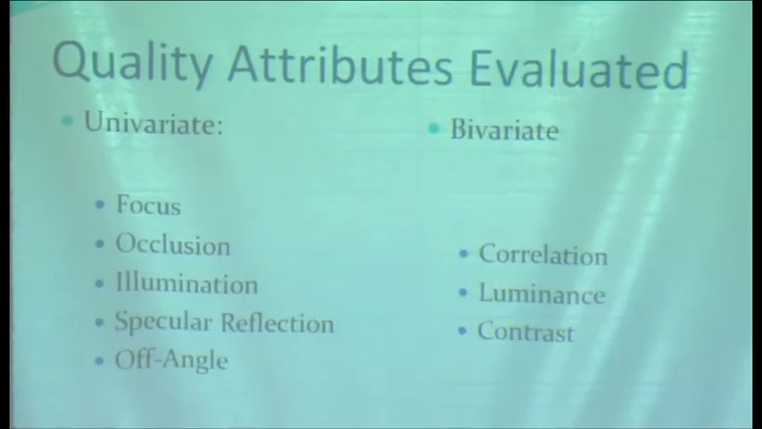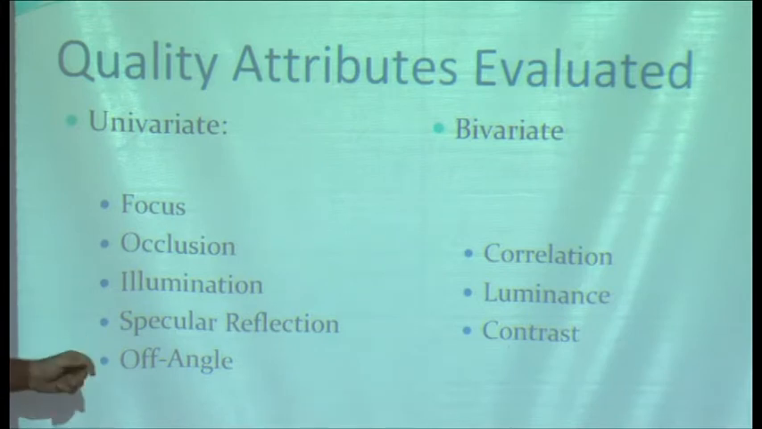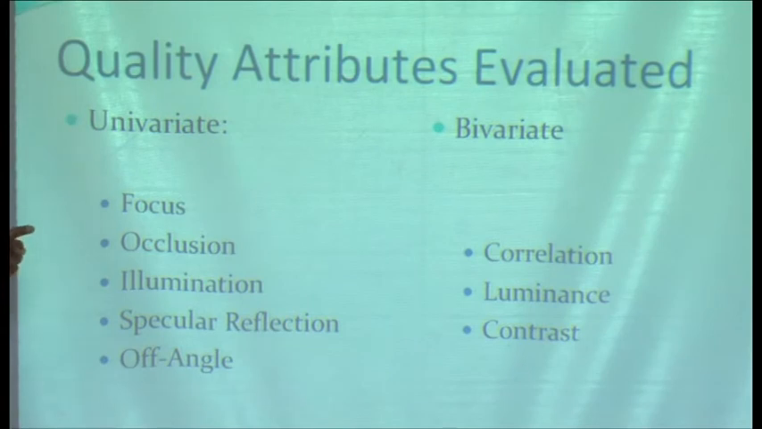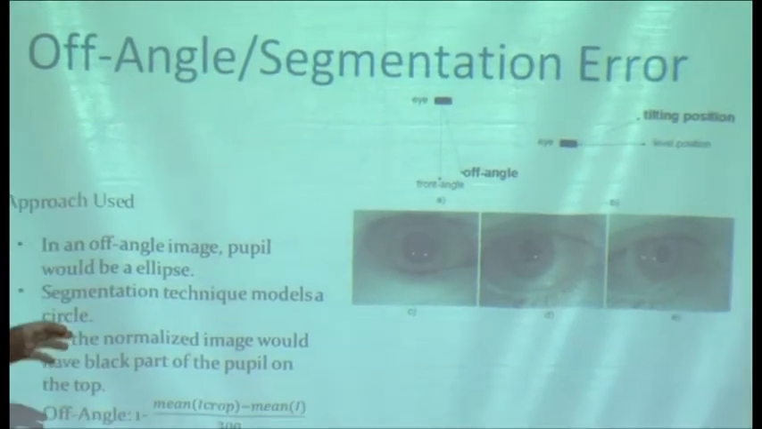These are the quality attributes that I have used: focus, occlusion, illumination, specular reflection, off angle, correlation, luminescence, and contrast. The difference between the earlier work and my work has been in focus, off angle, correlation, luminescence, and contrast. I come to off angle, or segmentation error.